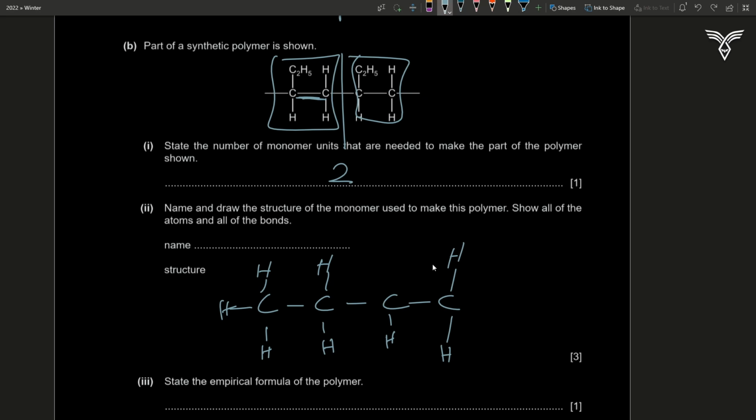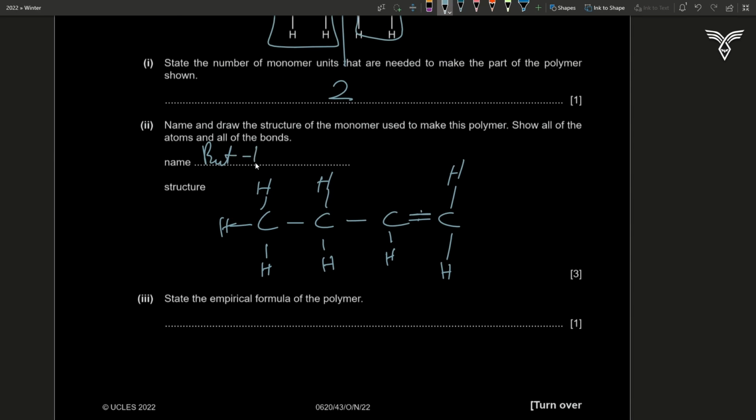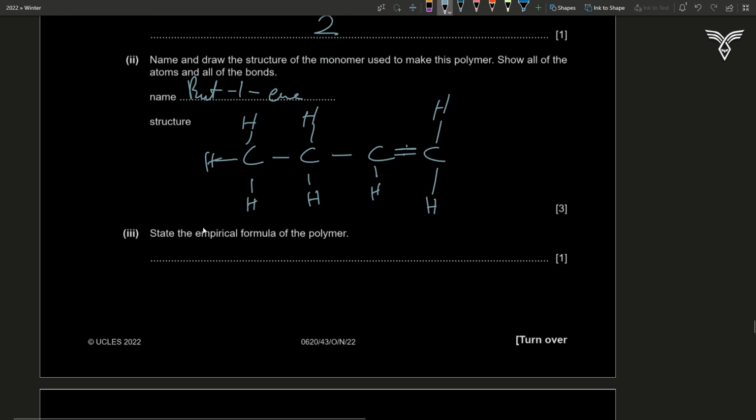So where was the double bond? It was between these two carbons, and we identify them as these carbons, so they don't have the hydrogens. Here you have a double bond: 1, 2, 3, 4, 4 bonds here, 1, 2, 3, 4, 4 bonds here. This is but-1-ene. Simple. Now, state the empirical formula of the polymer. How many carbons? 1, 2, 3, 4. How many hydrogens? 1, 2, 3, 4, 5, 6, 7, 8. The simplest ratio is CH2, 8 over 4 by 2. That's your simplest ratio.